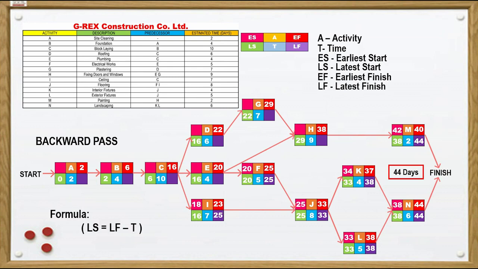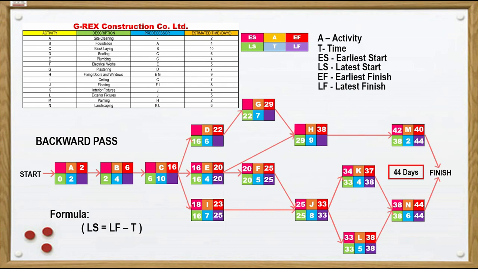Now, activity E also has two successors, which are activities F and H. Since activity F has the lowest latest start time, which is 20, compared to the 33 of activity H, we will take the 20 of activity F as the latest finish time of activity E. So 20 minus 4, and we get 16.